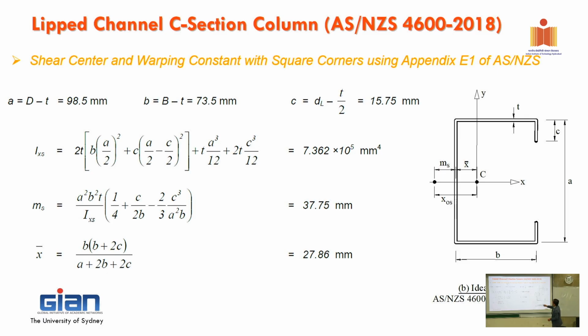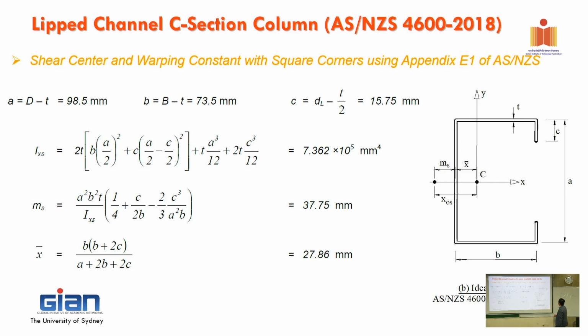Right, so those equations are from the standard. You can look at the appendix, AS 4600. You can work it out. So in practice, normally in the company, an engineer just puts that in an Excel file or something. You can drop in the section and you can calculate that.